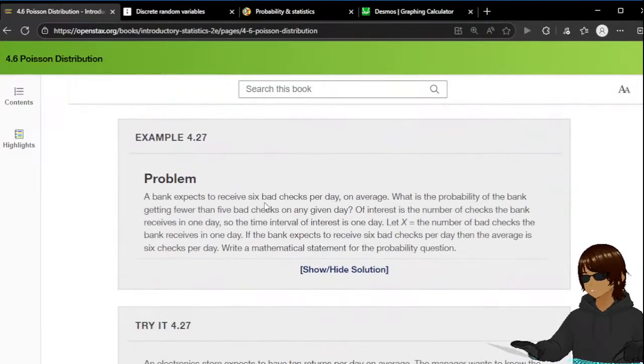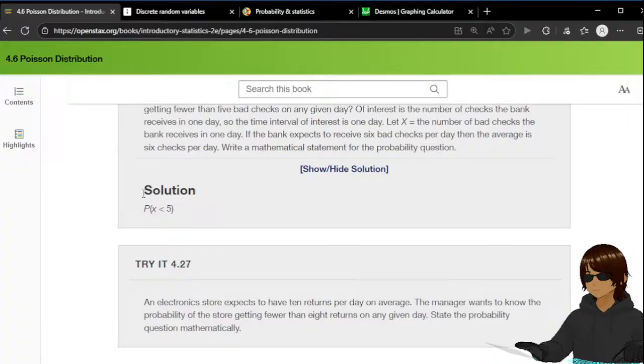Bank expects to receive 6 bad checks per day on average. What is the probability of the bank getting fewer than 5 bad checks on any given day? Of interest is the number of checks the bank receives in one day. So the time interval of interest is 1 day. Let x be the number of bad checks the bank receives in one day. If the bank expects to receive 6 bad checks per day, then the average is 6 checks per day. Write a mathematical statement. Probability that x is less than 5.